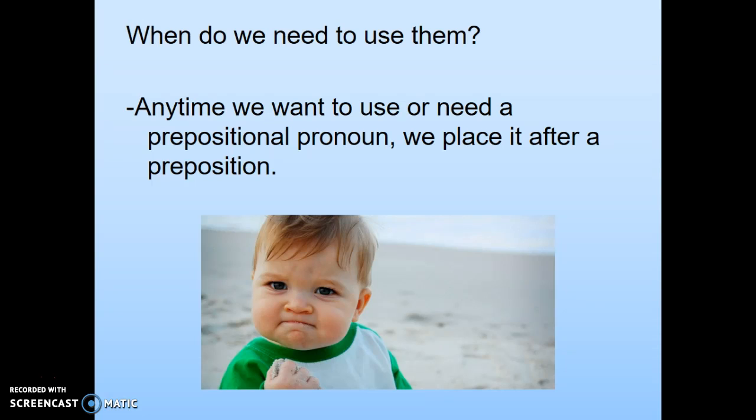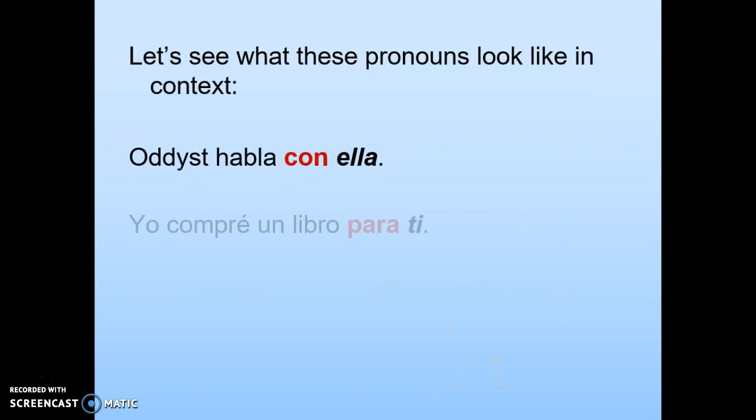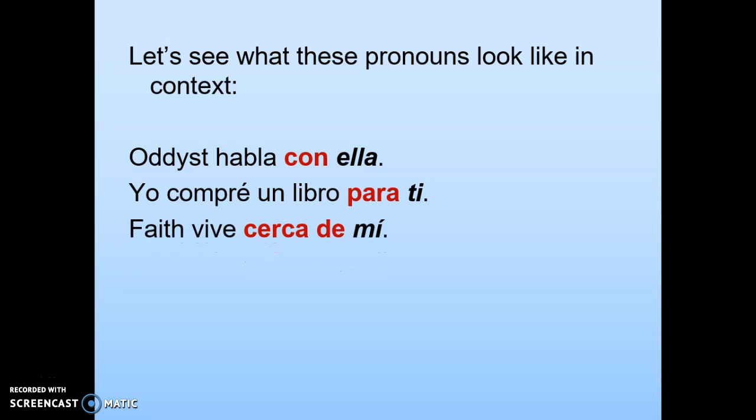So, when do we use them? Anytime we want to use or need a prepositional pronoun, we place it after the preposition. So, let's look at that in context. Ares habla con ella. Ares talks with her. In red, we have your prepositions. In bold and italics, this is your prepositional pronoun. So Ares talks with her, con ella. Yo compré un libro, I bought a book, para ti, for you.